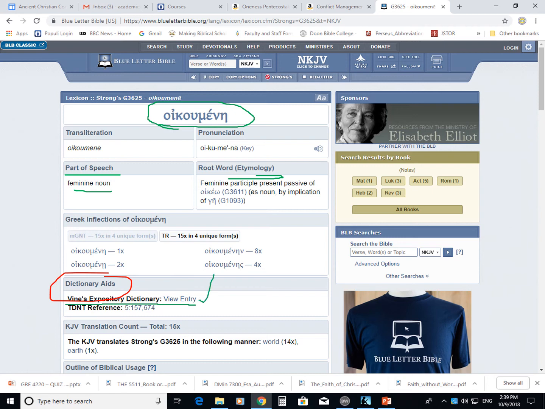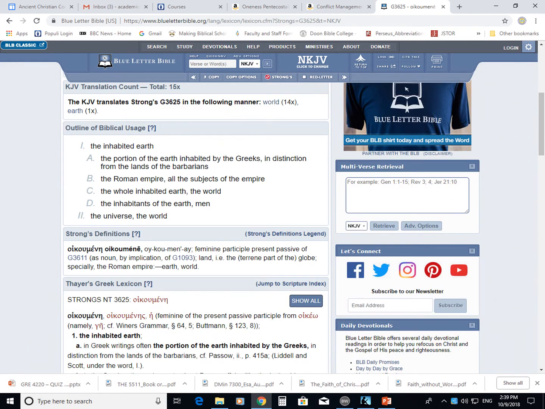So we can click the section that we're looking for, and we can see the translation of the 3625 word oikomene, inhabited world, and many other things, the universe, the world, and then Strong's definition here, feminine participle present passive of so forth and so forth, some of which may not be that important, and then it also gives you Thayer's lexicon with different meanings for the word.